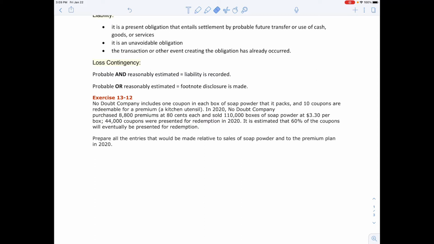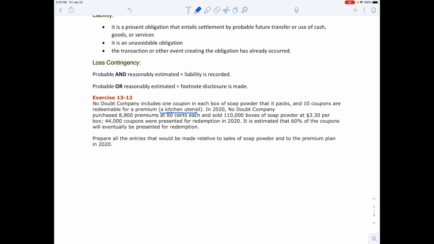So in this problem, we talk about coupons, and they sell this soap powder, and it comes with one coupon, and you need 10 coupons to redeem what they call a premium. Now, I think this is where it gets confusing because a premium is actually a kitchen utensil. If they would have said redeemable for a fork, it might have made a little bit more sense in our minds, because we don't think a premium is a kitchen utensil.